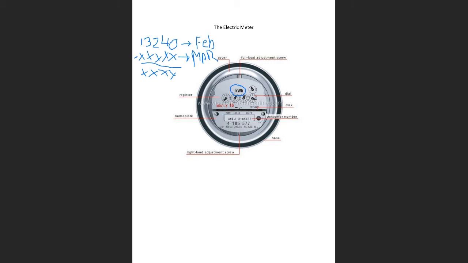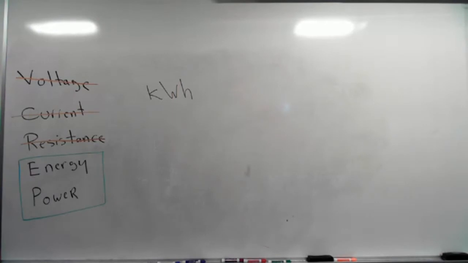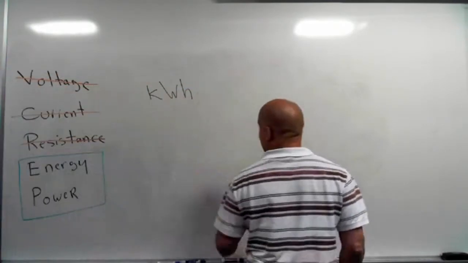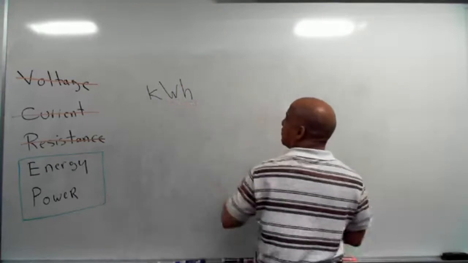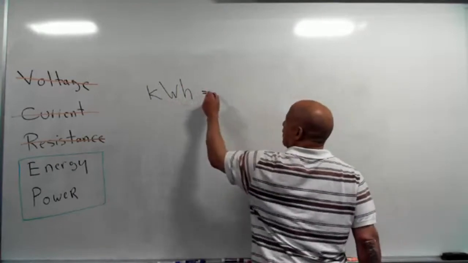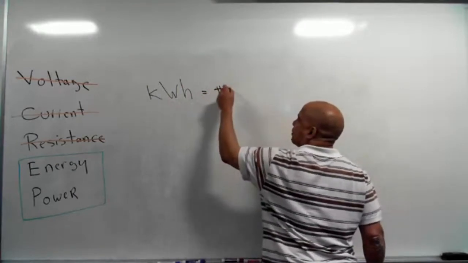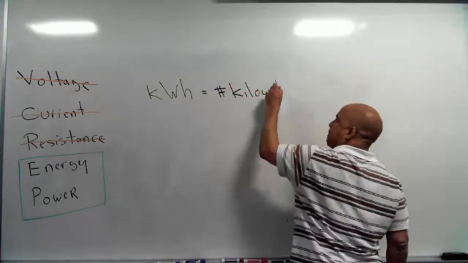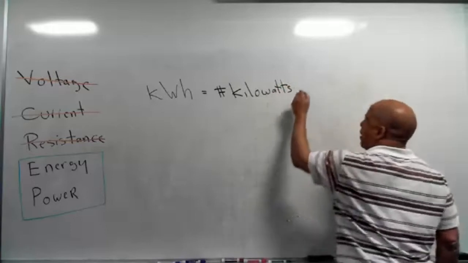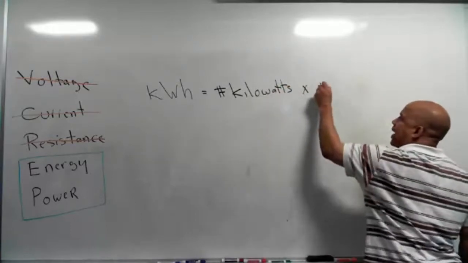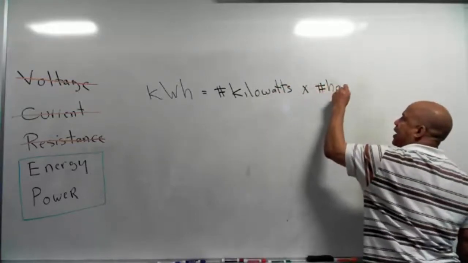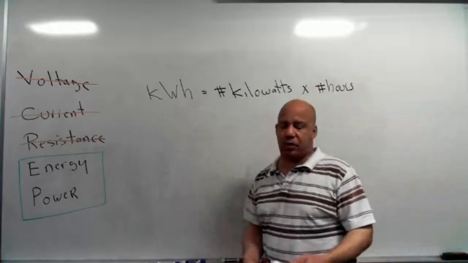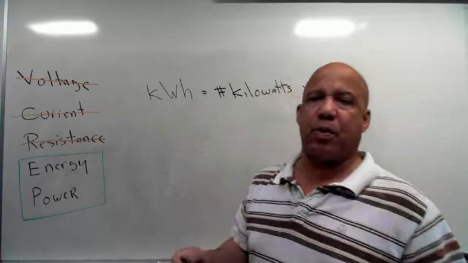Because this is how they determine what you're paying for. It turns out that a kilowatt hour is just the product of kilowatts and hours. In other words, if I take the number of kilowatts and multiply that by the number of hours I'm using those kilowatts, that's what that meter I just showed you is measuring.